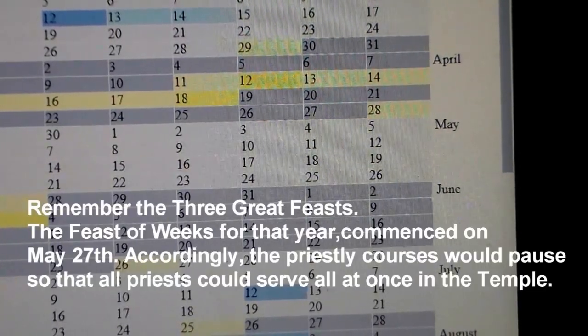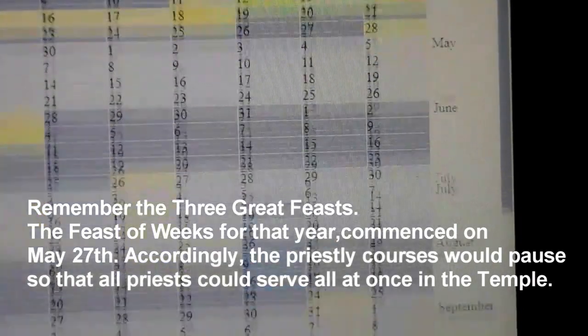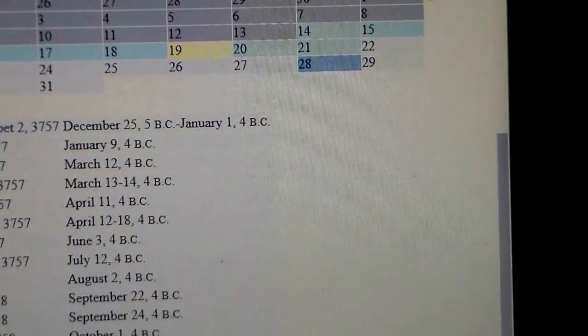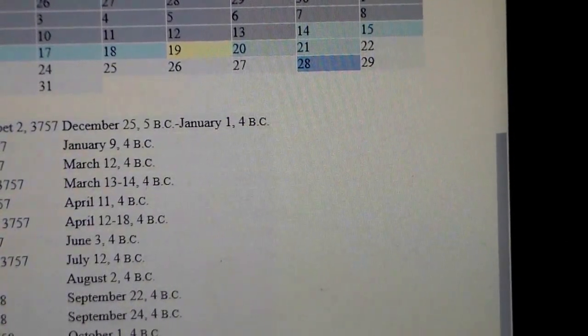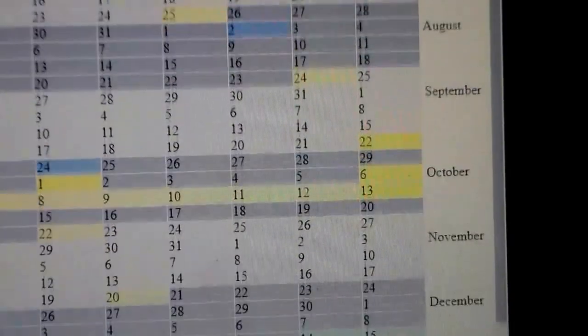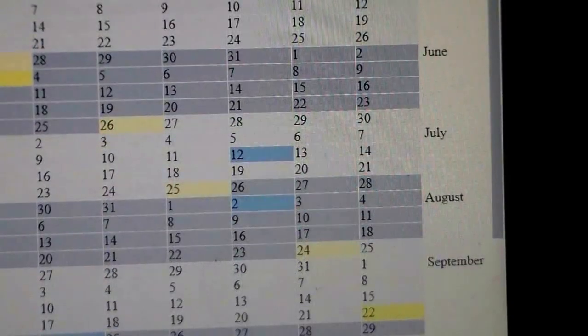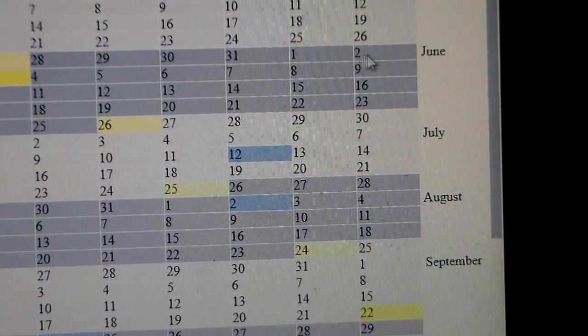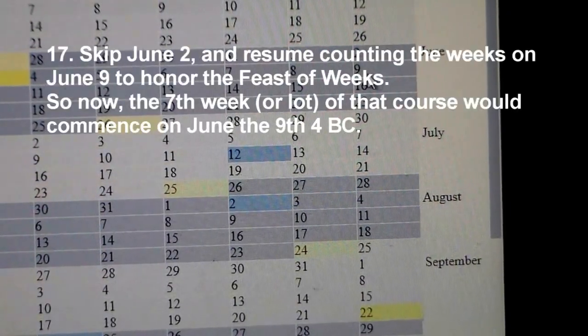Remember the 3 feasts that they would pause? The other one would be the Feast of Weeks, which we have here, Sivan 8. Feast of Weeks, Shabbat, right? So we would pause. That's another week where they had to go and be over there. So we would pause for that week, and we would start again.